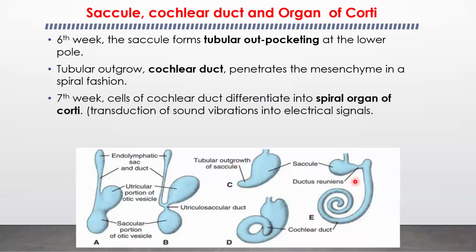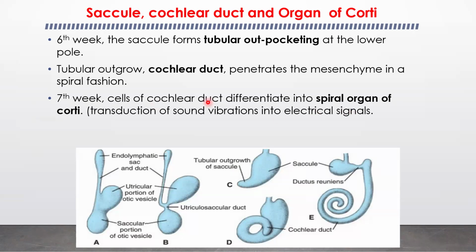What will happen after that is that in the 7th week, you have the cells of the cochlear duct. So this is a cochlear duct. The cells will differentiate into the spiral organ of Corti. But before then, this spiral organ of Corti will undergo some formations. And this spiral organ of Corti does the work of transduction of sound vibrations into electrical signals.